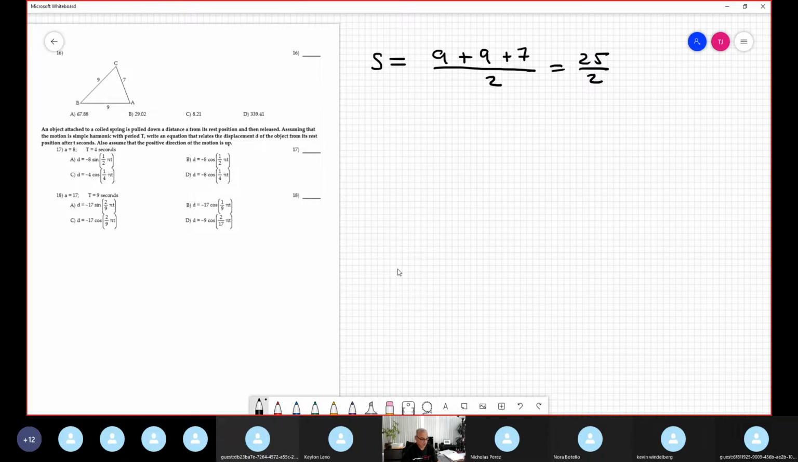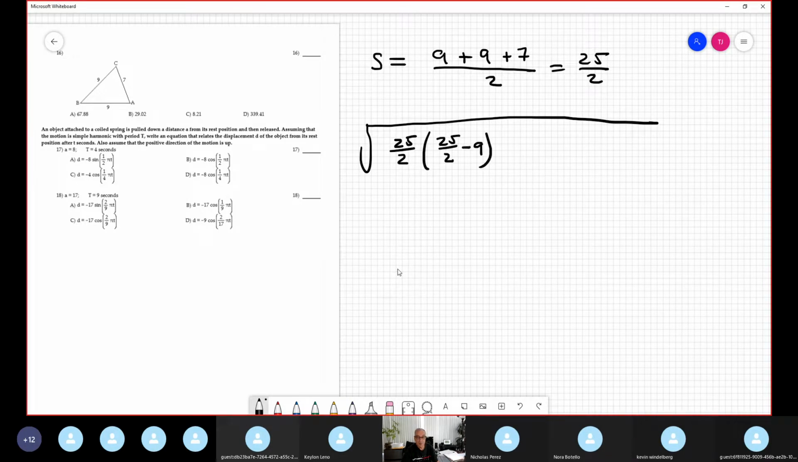And now finally, substitution in the formula. The formula is 25 over 2, parenthesis, 25 over 2 minus 9, times 25 over 2 minus 9, repeated because you have two equal sides, and 25 over 2 minus 7. This is 12.5.